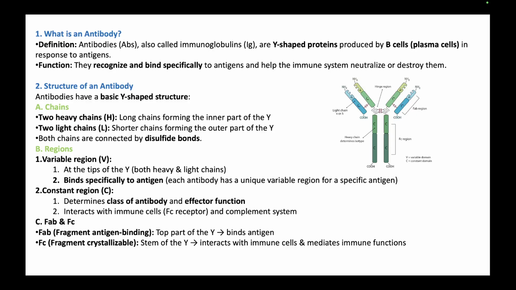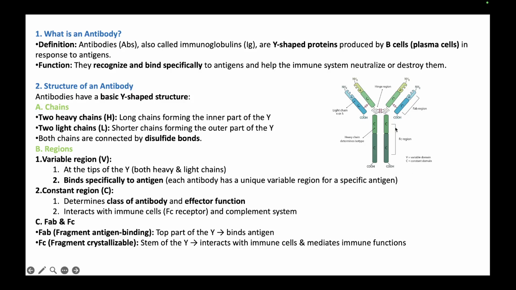And the constant region, which is common in all the antibodies, determines the class of antibody basically, and it has the effector function. It interacts with immune cells with the help of the Fc receptor and the complement system.